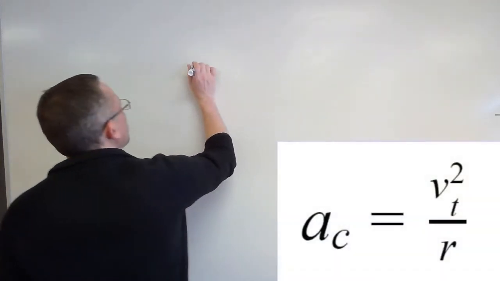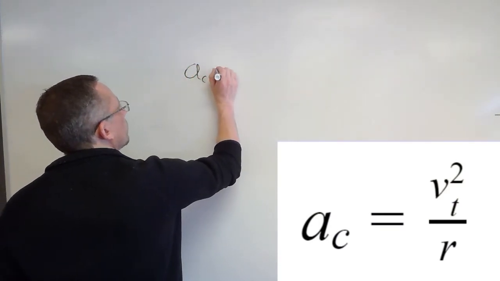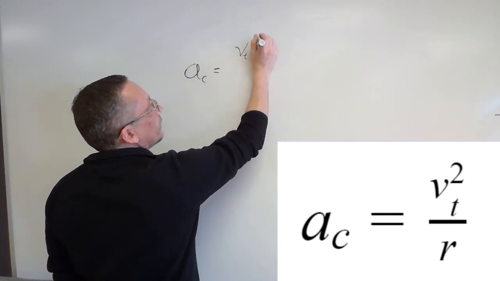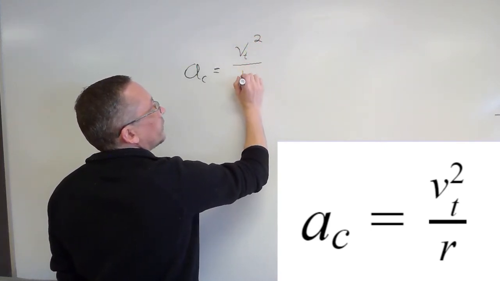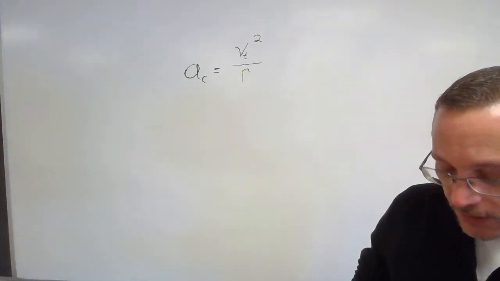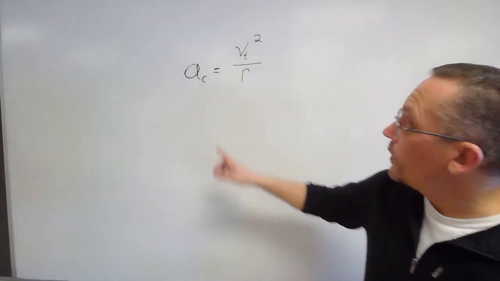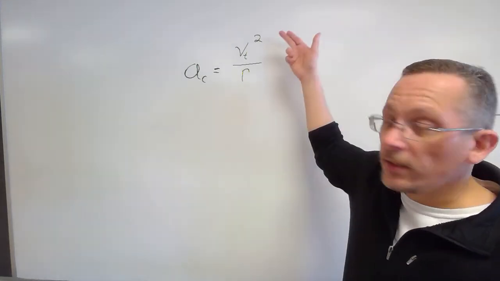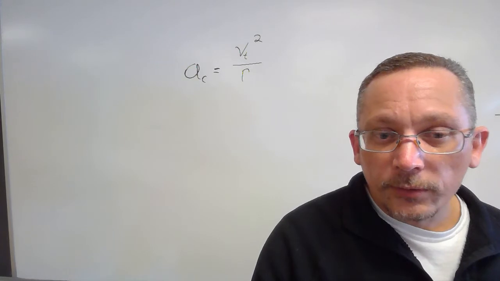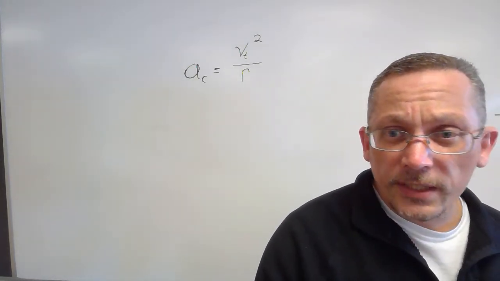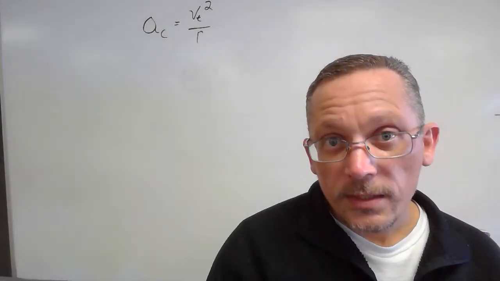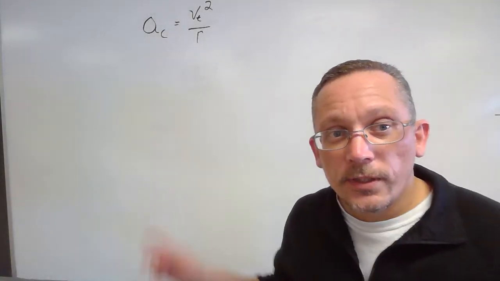Now, we can calculate an object's centripetal acceleration fairly easily. Centripetal acceleration is equal to the tangential velocity squared divided by the radius of the circular path. So we can find the centripetal acceleration by taking v_t squared divided by r. Pretty simple. Let's have a look at an example of a problem you might see using this equation.